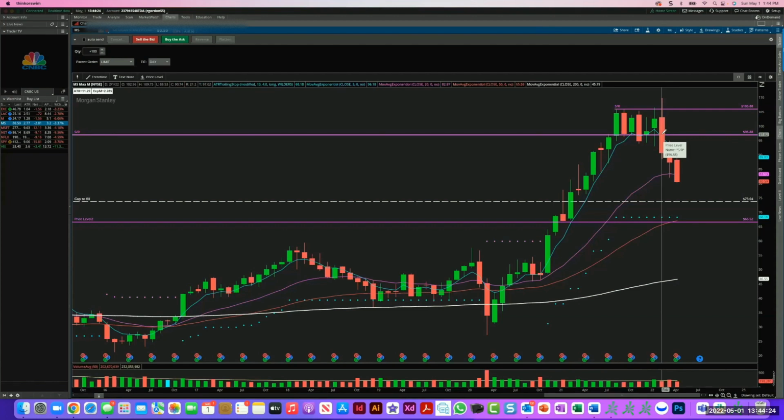Ideally, it would have been nice to get in when it first fell below the 5-day EMA and this support level here and trade it down, but it's not too late, because it looks like this move is just starting to the downside, and it should accelerate as people start to get out of this stock.